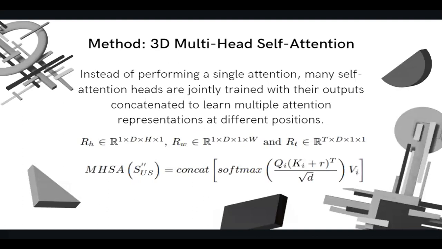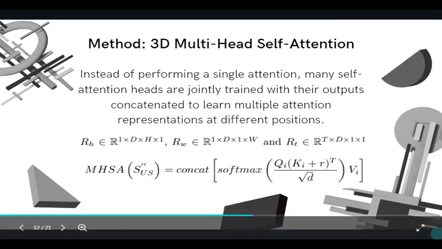To learn multiple attention representations at different positions, instead of performing a single attention, we do many self-attention heads, and then they're trained and their outputs are concatenated. Since the model doesn't assume spatial relationship between the features, positional information needs to be added. Like mentioned in the overview, the sum of the RH, RW, and RT are used to find the positional encoding, which is R in this case. And then the 3D multi-head self-attention is computed with the equation that is seen here.